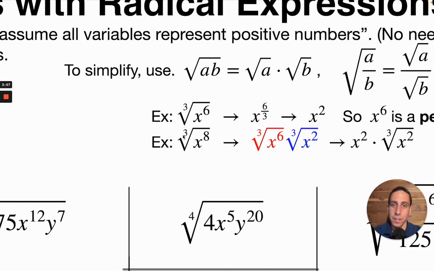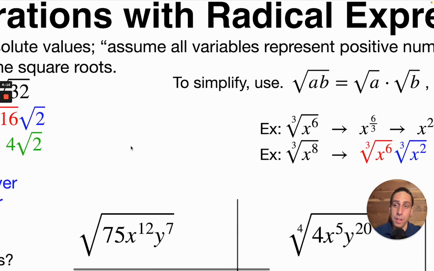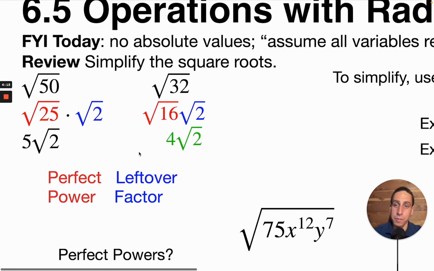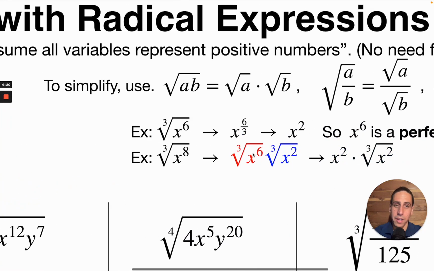And this is what it looks like. So the cube root of x to the 6th is one thing, but the cube root of x to the 8th, you can't, 8 divided by 3 doesn't simplify because it's like 2 and 2/3 if you try to divide 8 by 3. And so instead what we're going to do is factor it out. Here's the red-blue combo that I was talking about before. There's a perfect power and a leftover factor. X to the 6th is a perfect power. It's actually a perfect cube. And then the leftover would be x squared because 6 plus 2 is 8.